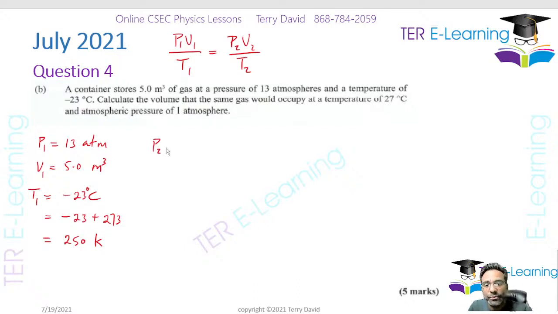So my P2 is 1 atmosphere. That's what it said there, right? My V2, you don't know what V2 is. That's what we're trying to figure out. And your T2, they said is 27 degrees Celsius. So this here is 27 degrees, but I need to convert that to Kelvin. So it's 27 plus 273, right? That should give me 300 Kelvin. Right, so that's 300 Kelvin.